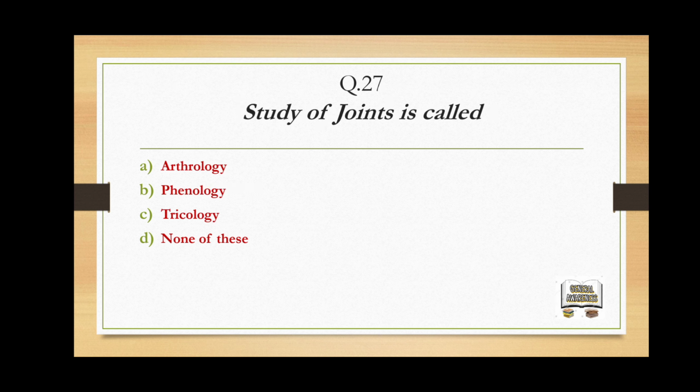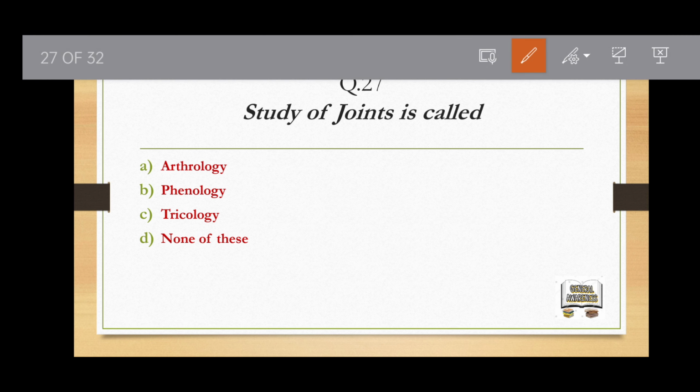Next question. Study of joints is called option A arthrology, option B phenology, option C trichology, option D none of these. The correct answer is option A arthrology.